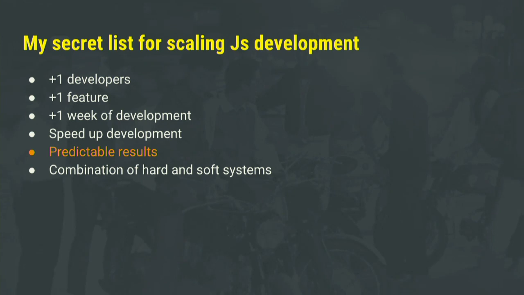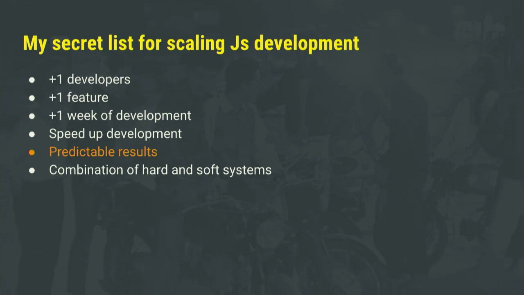Okay. First of all, scaling. Everybody thinks scaling is for big teams, for enterprise, for like 30, 40, 50 people working on one team. Well, I don't think this is scaling. Scaling is the moment you start working with more than one developer. So one developer, more than one feature, more than 1 week of development. This means doing more than what just one person can think of.